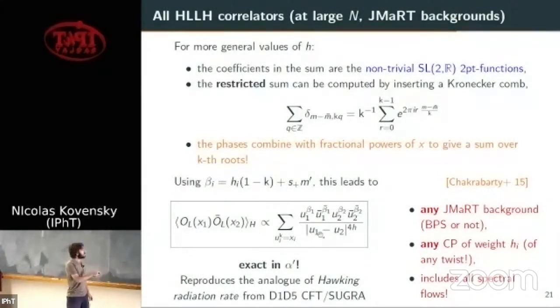All of these results are exact in alpha prime. All of these results work for any J-Mart background, any chiral primary, and as Andrea was asking me the other day, everything I've done here can be done for the spectrally flowed cases. Not everything can easily be generalized, but the message here is that even when you have spectral flows, and this is going to be true for higher point functions, not only 2-point functions, you take the vacuum 2-point function, and then you do this procedure. You add some factors, and you sum over the roots of the insertion points.